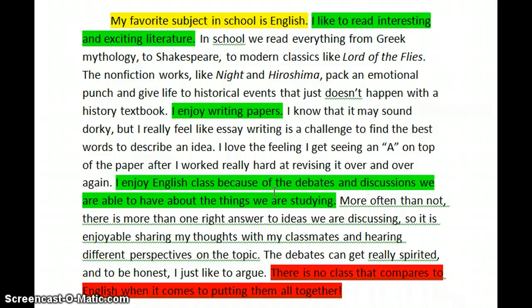In this case, more often than not, there is more than one right answer to ideas we're discussing, so it's enjoyable sharing my thoughts with my classmates and hearing different perspectives on the topic. The debates can get really spirited, and to be honest, I just like to argue. So two good sentences that explain why debates and discussions make English my favorite subject in school. And then again, that sentence at the end that wraps things up. There's no class that compares to English when it comes to putting all these things together.